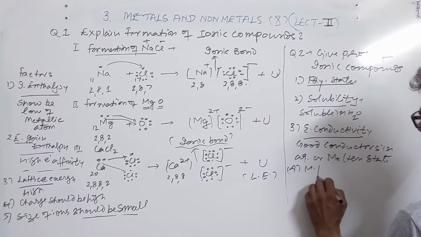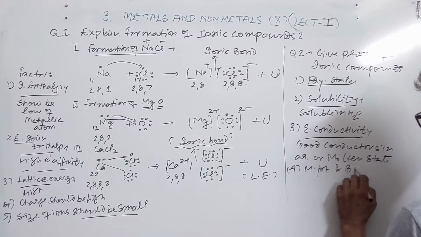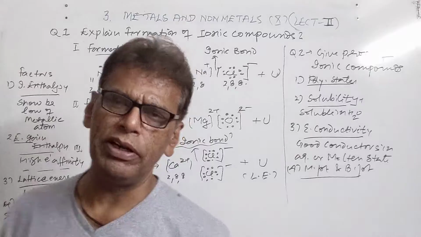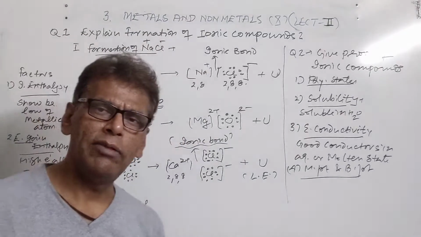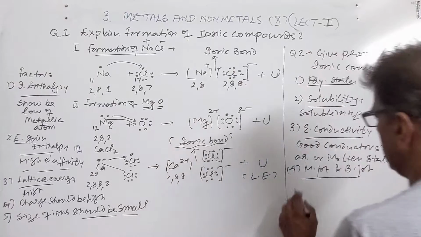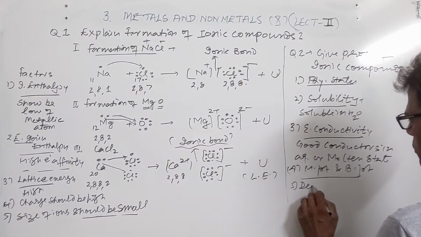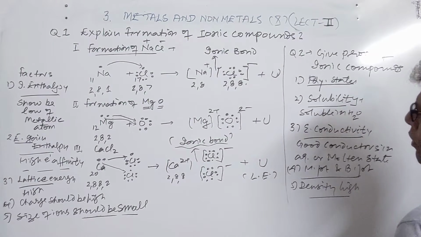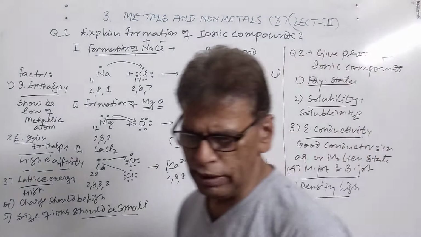Then we have melting point and boiling point. Since their electrostatic force of attraction is quite strong, they will definitely possess high melting and boiling point. They also have high density. So these are the properties of ionic compounds.